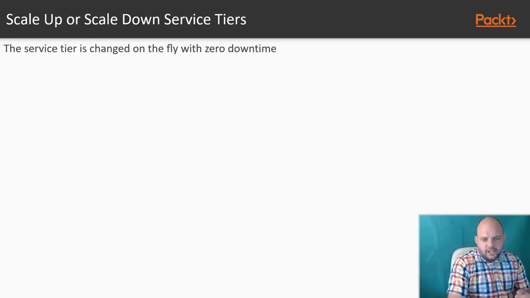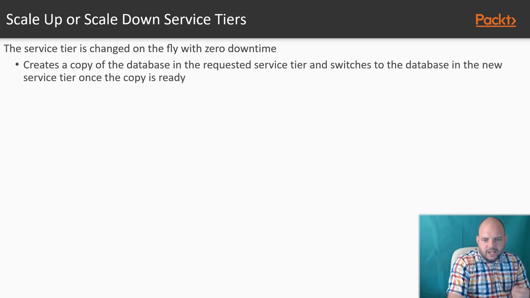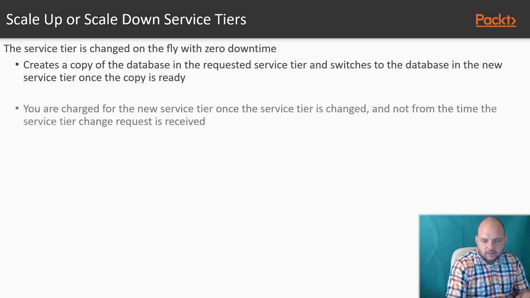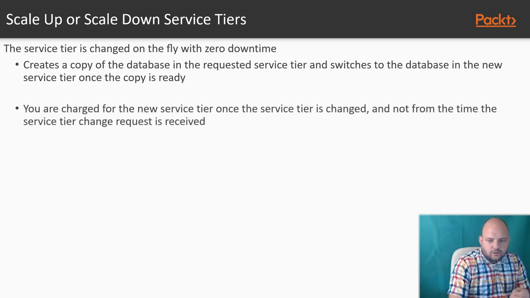We can change the service tier on the fly with zero downtime. When a service tier change request is sent to the Azure SQL database, it first creates a copy of the database in the requested service tier and switches the database to the new service tier once that copy is ready and transactionally consistent. You are charged for the new service tier once the service tier is changed and not from the time the request is received.